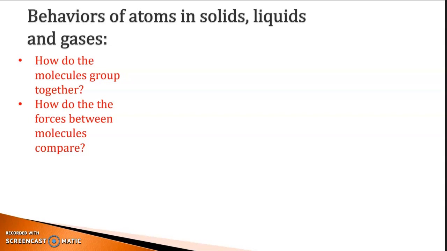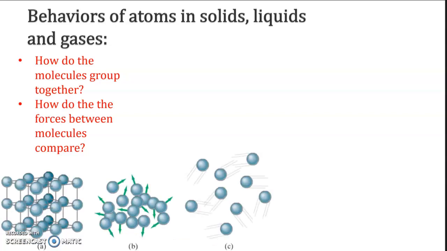Okay, hopefully you've had a chance to think about how molecules group together and how the forces between the molecules compare for these three states of matter. Let's take a look. I'm going to start with some visuals here. We can see here for a solid that the molecules are very organized. We call this a lattice. There are very strong forces between them, and they're grouped together in a very structured way.